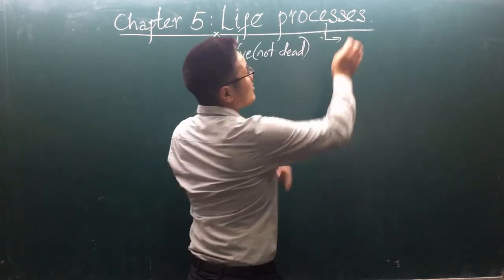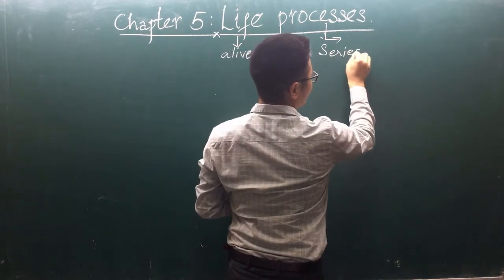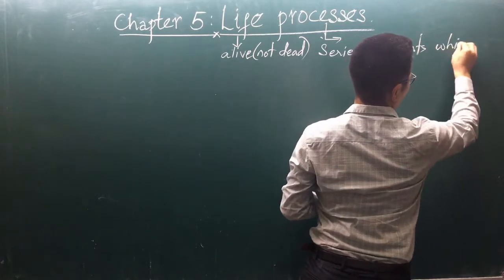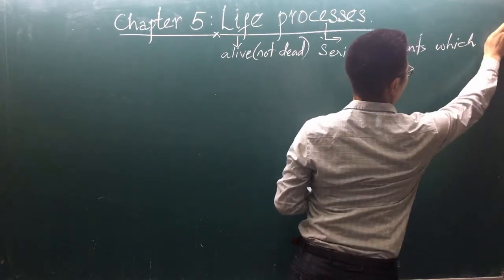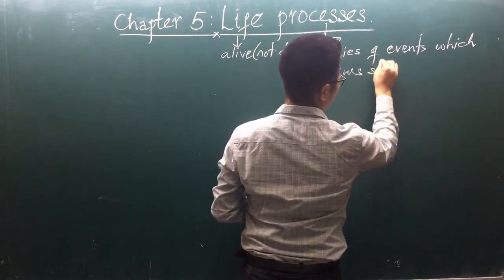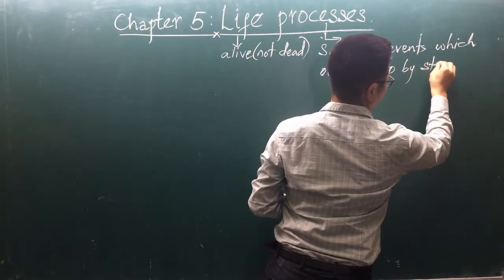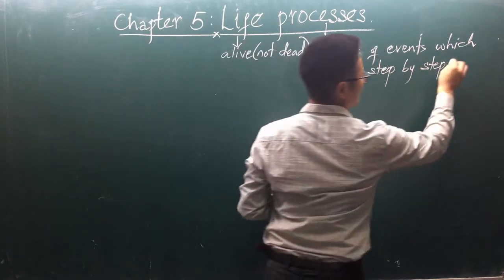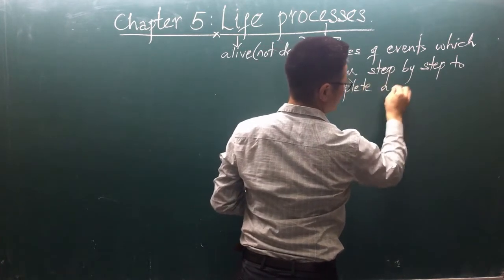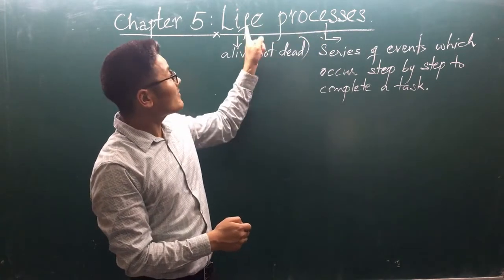Process here refers to a series of events which occur step by step to complete a task. Now we have understood these two terms, life and processes.